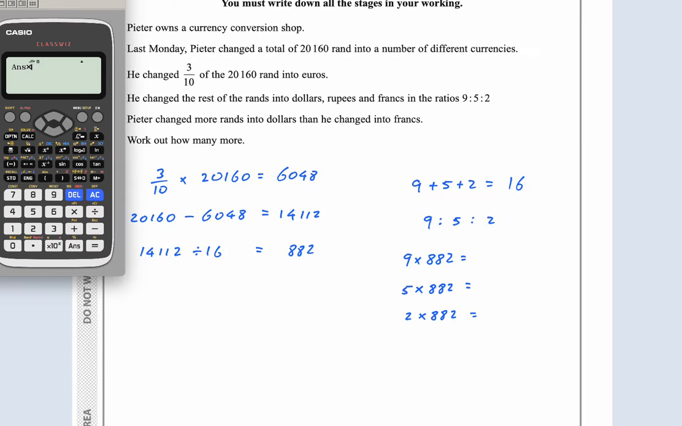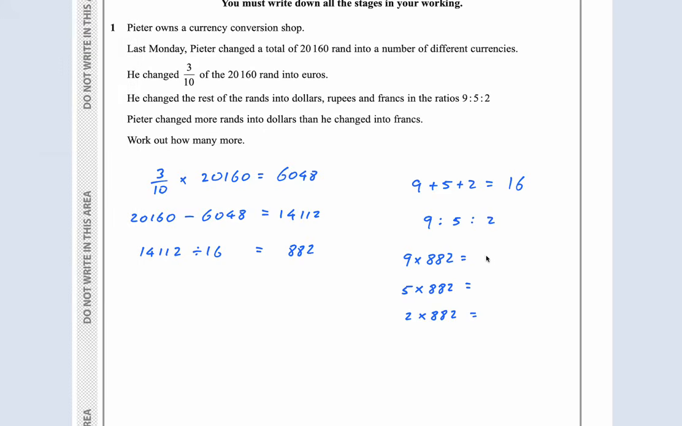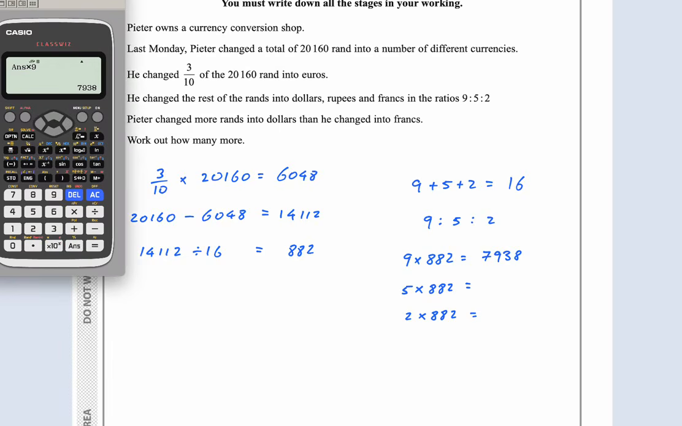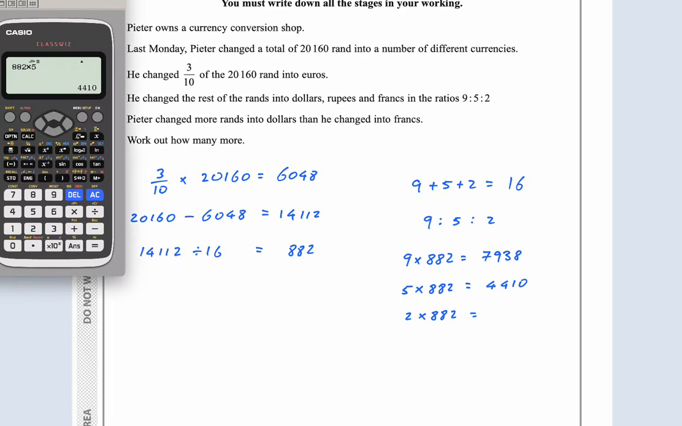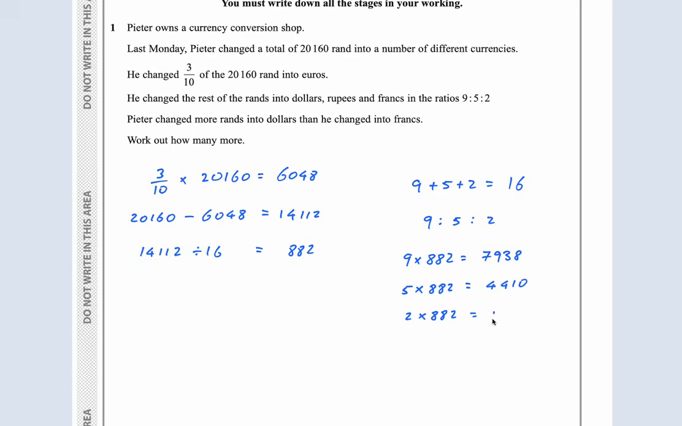So 882 times 9 is 7938. 882 times 5 is 4410. And 882 times 2 is 1764. This is actually a difficult first question.